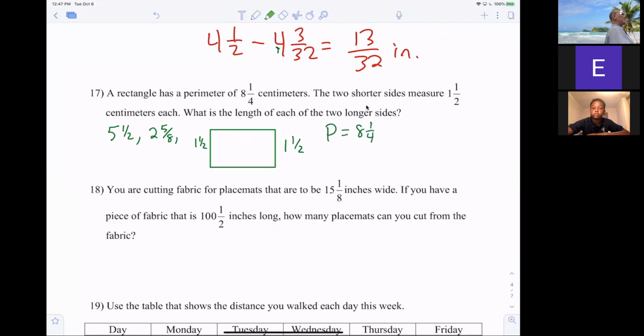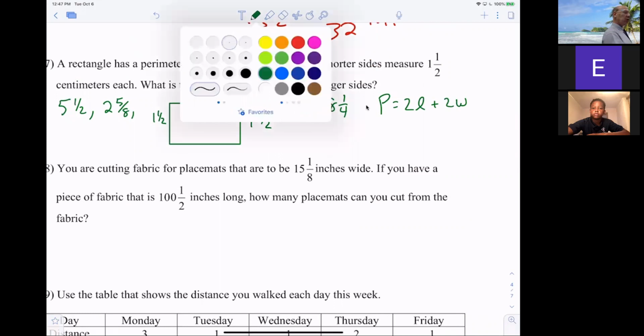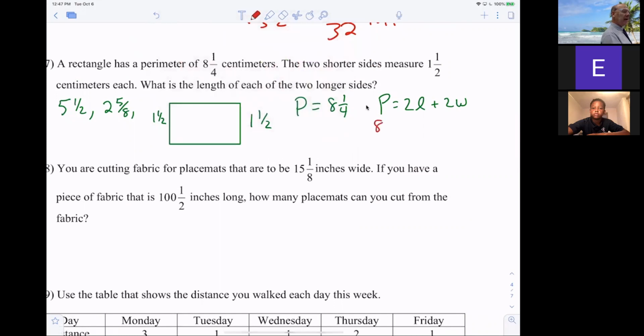So who remembers the formula for perimeter of a rectangle? We should all be able to tell me that. What is it? Like length times 2 plus 1. You are awesome. That is exactly right. The perimeter of a rectangle is 2L plus 2W. Is everybody okay with that? Now, what did we say the perimeter was? We said the perimeter was 8 1/4. So I'm trying to get everybody the algebra that you need. 8 1/4 is equal to 2 times 1 1/2 plus 2W.